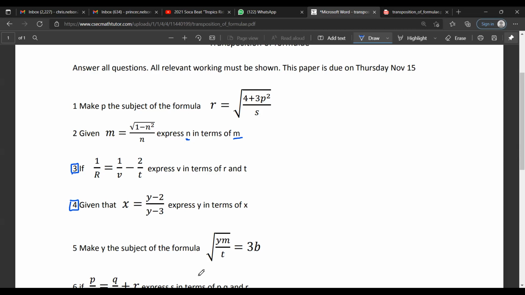You say if 1 upon r is equal to 1 upon v, subtract 2 upon t. Express v in terms of r and t. So all they're asking you to do is to make v the subject. Let me see how skillful you guys are. Make v the subject. Let's try it.